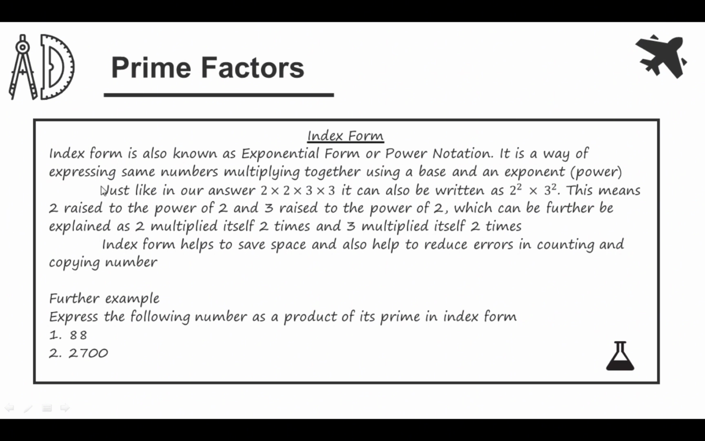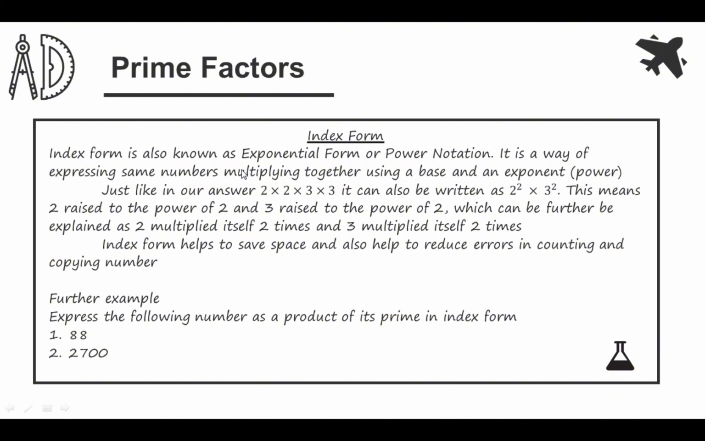Index form. Index form is also known as what? Exponential form or power notation. I'm very sure some of you must have heard when someone says 2 raised to power 2, or 3 raised to power 5, or 10 raised to power 10. That's what index form, power notation, or exponential form is.